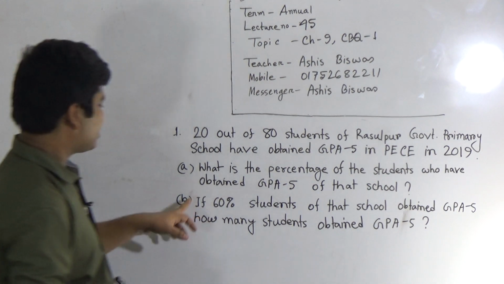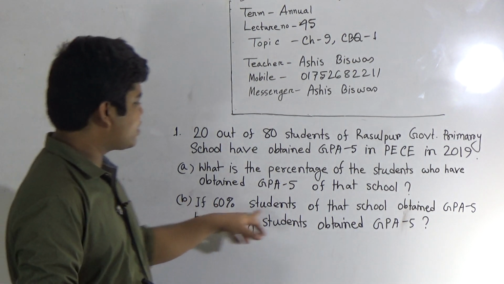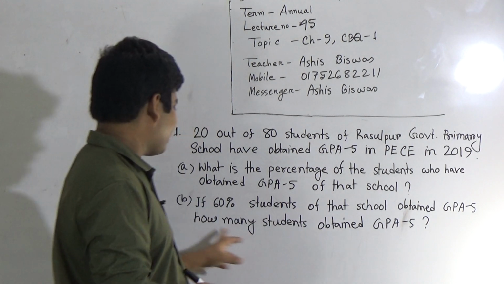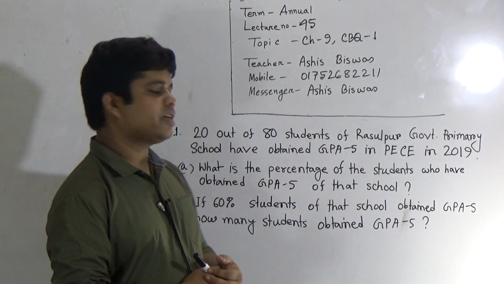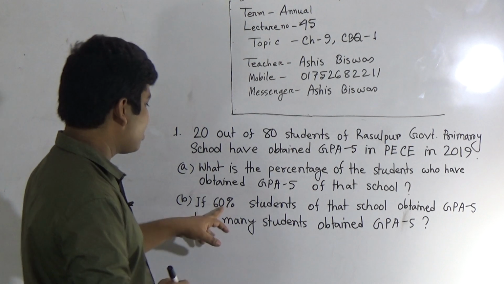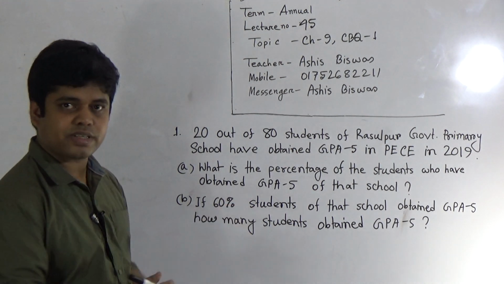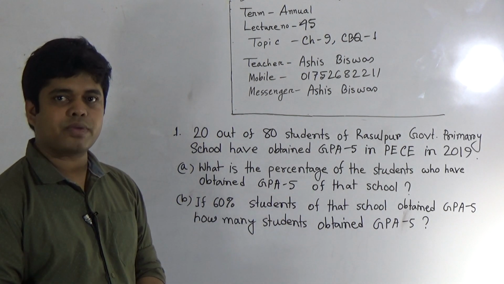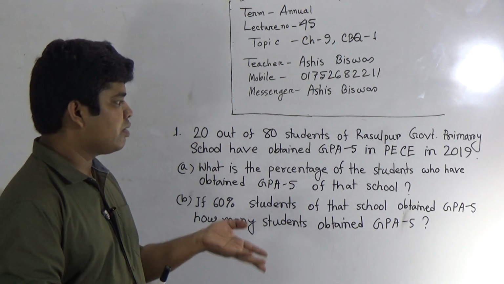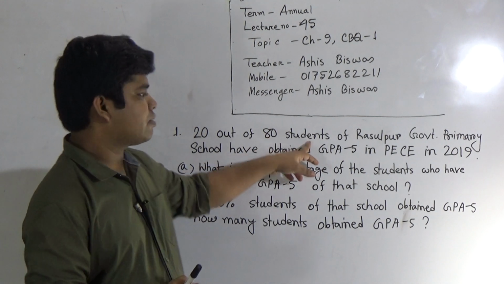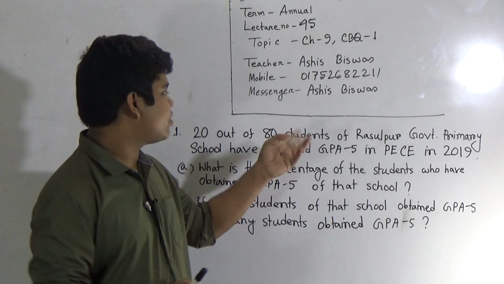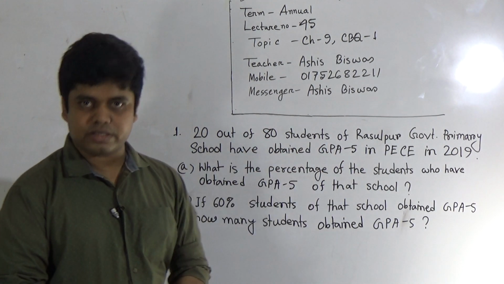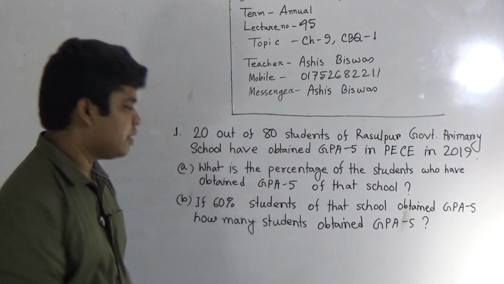Okay. Question number B, if 60% students of that school obtain GPA 5, how many students obtained GPA 5? That means, notice, what do you mean by 60%? 60% means out of 100 students, 60 students got GPA 5. But the school has 80 students. So we need to find out of 80 students, how many students obtain GPA 5, right? So let us start first.